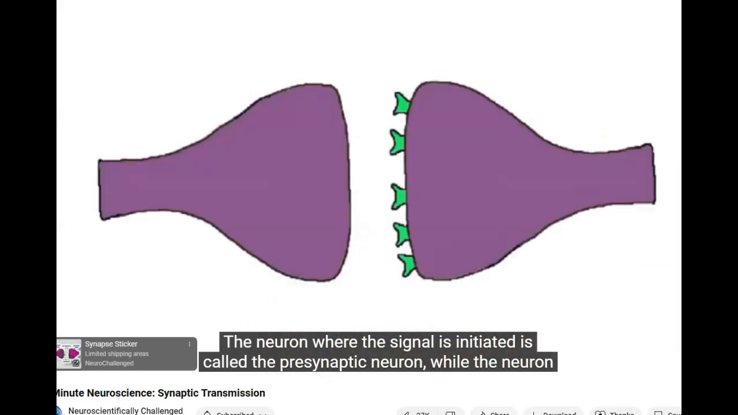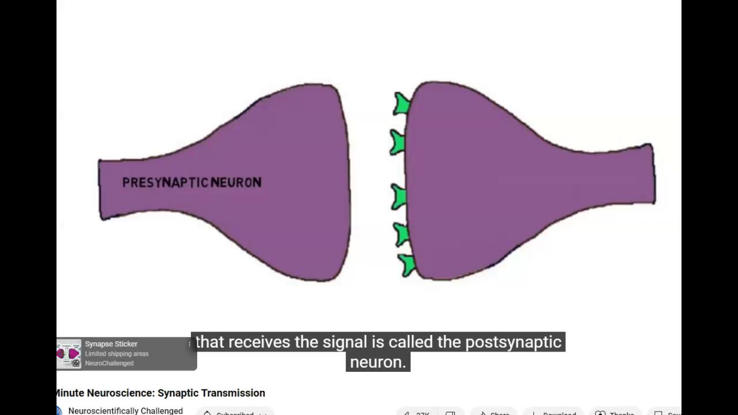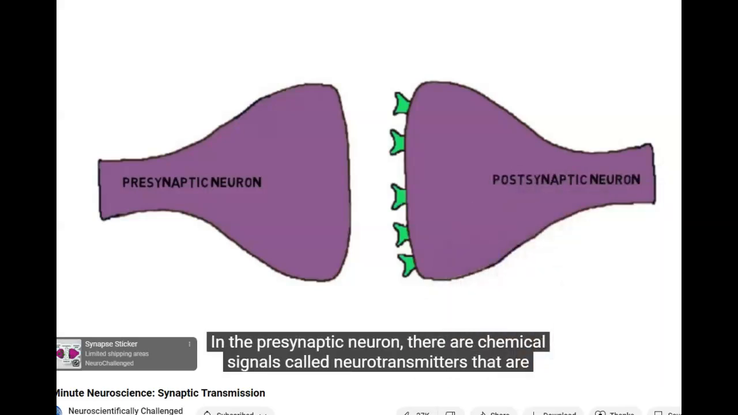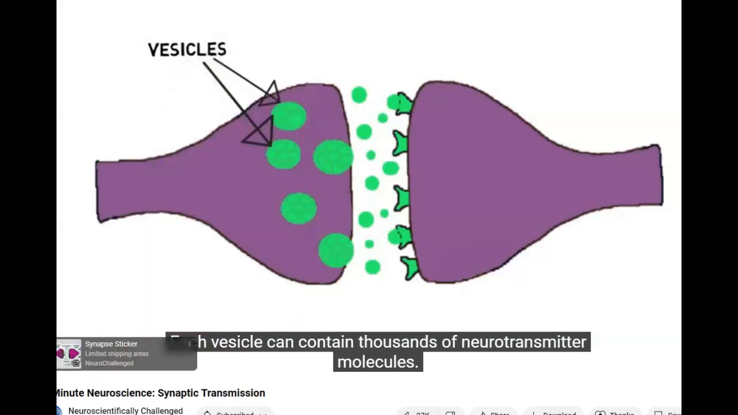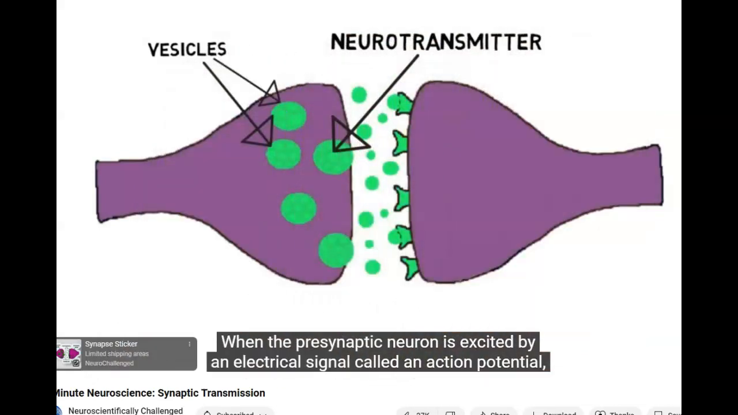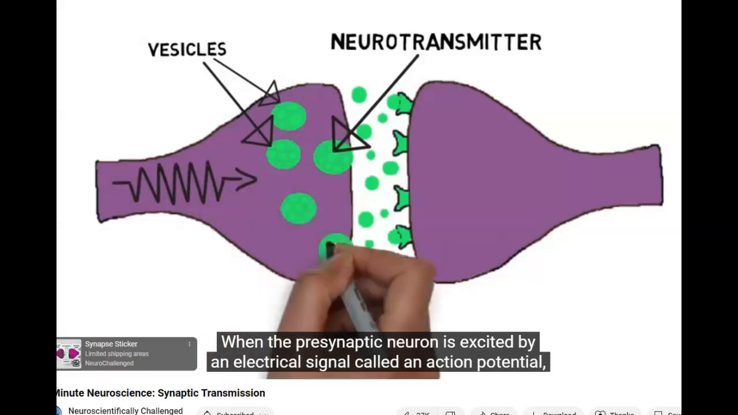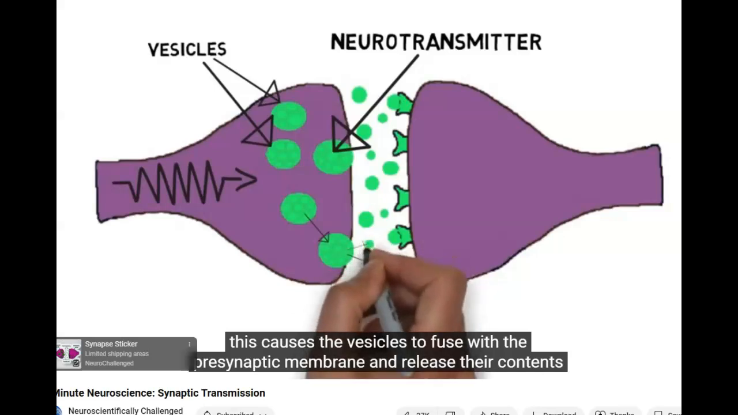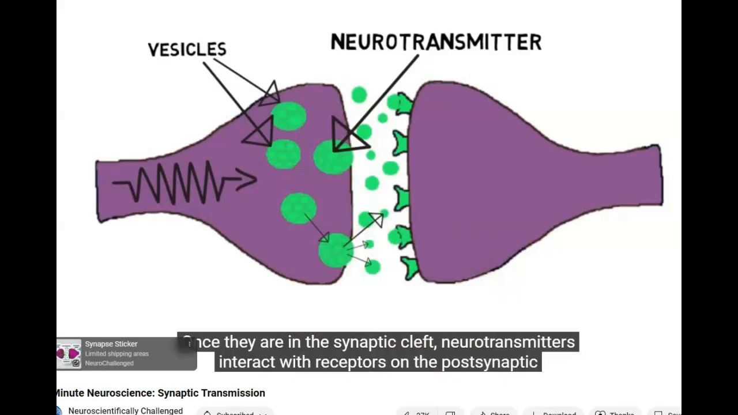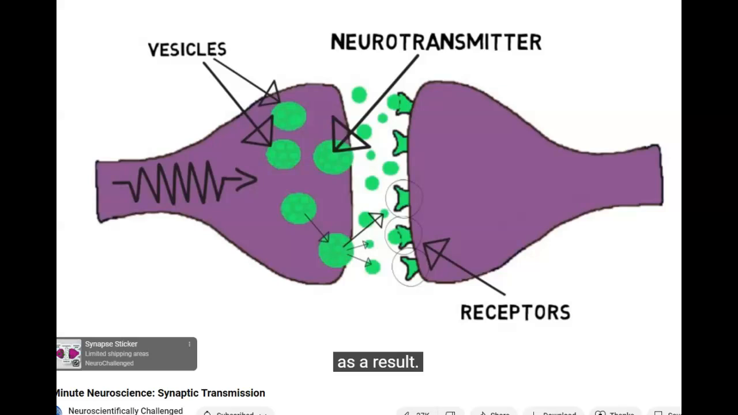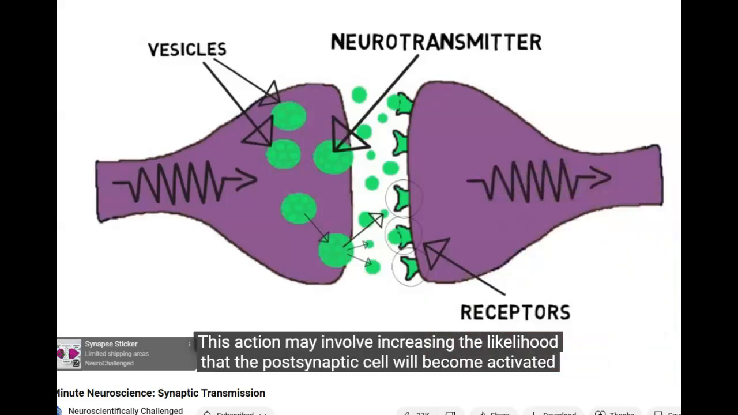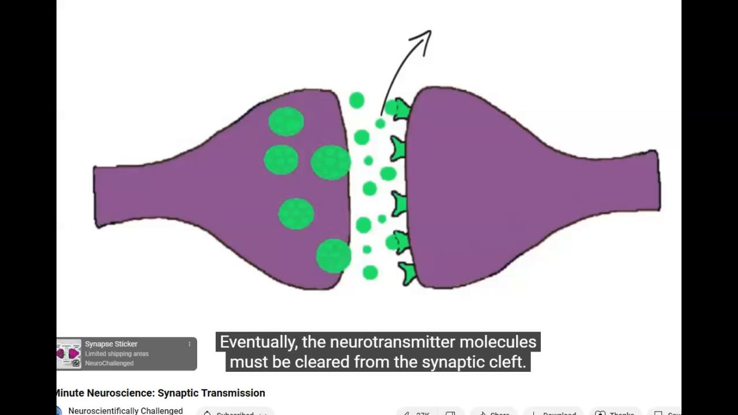The neuron where the signal is initiated is called the presynaptic neuron, while the neuron that receives the signal is called the postsynaptic neuron. In the presynaptic neuron, there are chemical signals called neurotransmitters that are packaged into small sacs called vesicles. Each vesicle can contain thousands of neurotransmitter molecules. When the presynaptic neuron is excited by an electrical signal called an action potential, this causes the vesicles to fuse with the presynaptic membrane and release their contents into the synaptic cleft. Once they are in the synaptic cleft, neurotransmitters interact with receptors on the postsynaptic membrane. They bind to these receptors and can cause an action to occur in the postsynaptic cell as a result. This action may involve increasing the likelihood that the postsynaptic cell will become activated and fire an action potential, or decreasing it. Eventually, the neurotransmitter molecules must be cleared from the synaptic cleft.